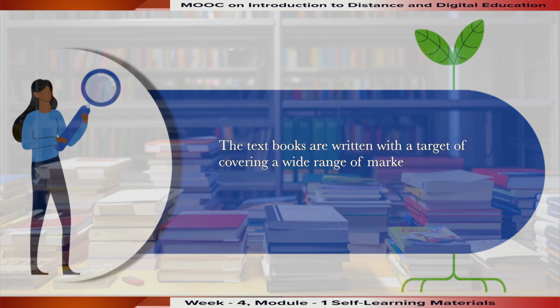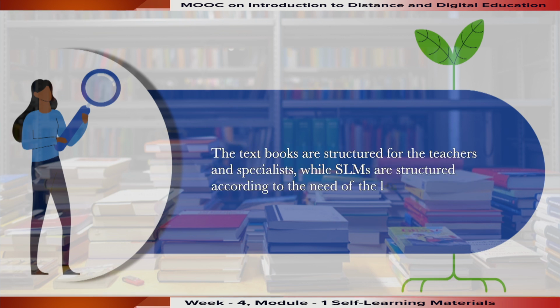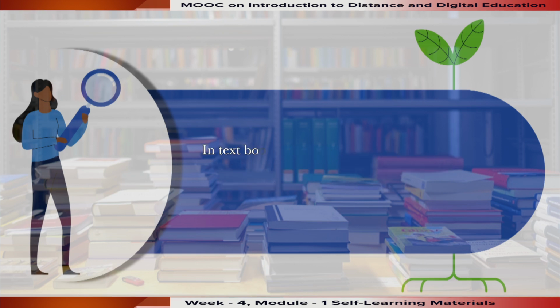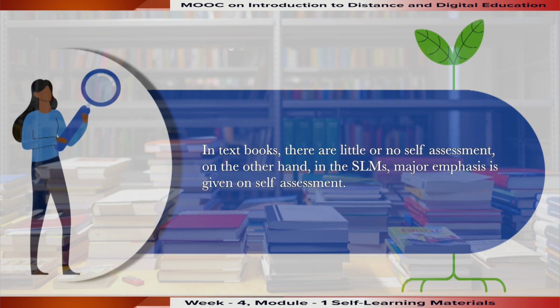The textbooks are written with a target of covering a wide range of market, whereas SLMs are written or designed for a particular learner group. The textbooks are structured for the teachers and specialists, while SLMs are structured according to the needs of the learners. In textbooks, there is little or no self-assessment. On the other hand, in the SLMs, major emphasis is given on self-assessment.